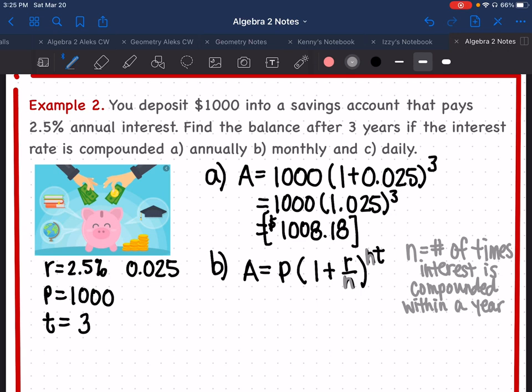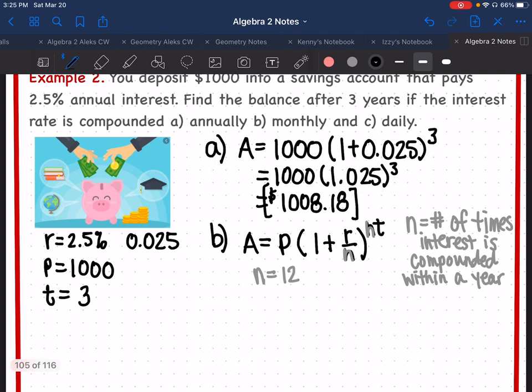So for this one, for part B, where we're going monthly, N is going to be 12. There are going to be 12 months in each year. P is going to stay the same. Here we go. So I start with my $1,000. R is going to stay the same.